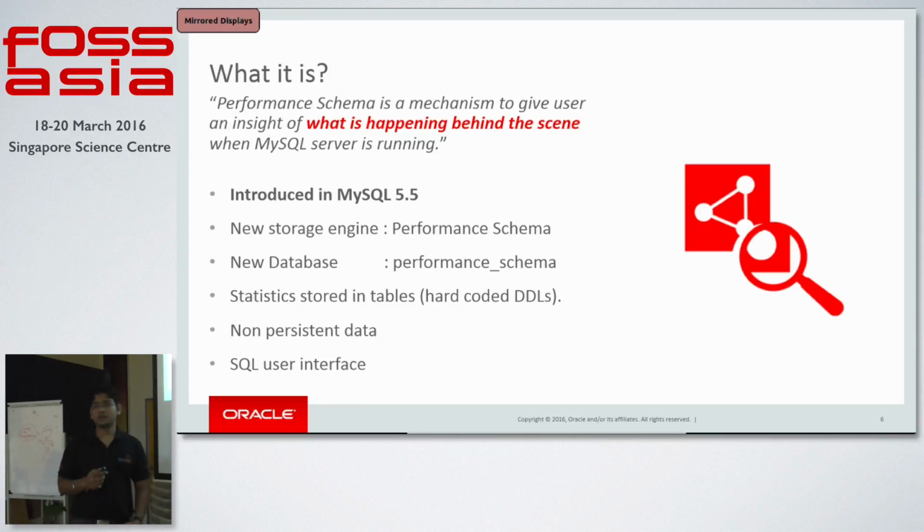The data which we collect during runtime, the running server statistics, is not persistent. That means once the server is stopped, the data will be gone. And the best thing is we have provided an SQL user interface to the user. So if the user wants to see some statistics, he can simply fire an SQL query and get the data out of performance schema tables.